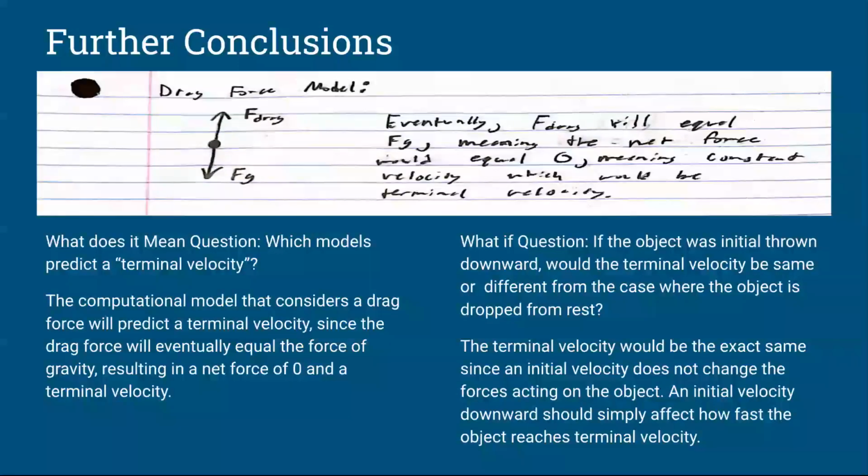For the what does it mean question, the computational model that considers a drag force predicted terminal velocity, since we can see it is the only model that has a force that can counteract the force of gravity. More specifically, eventually the drag force will equal the force of gravity, making the net force zero, indicating that there will be no acceleration, and the object will have a terminal velocity.